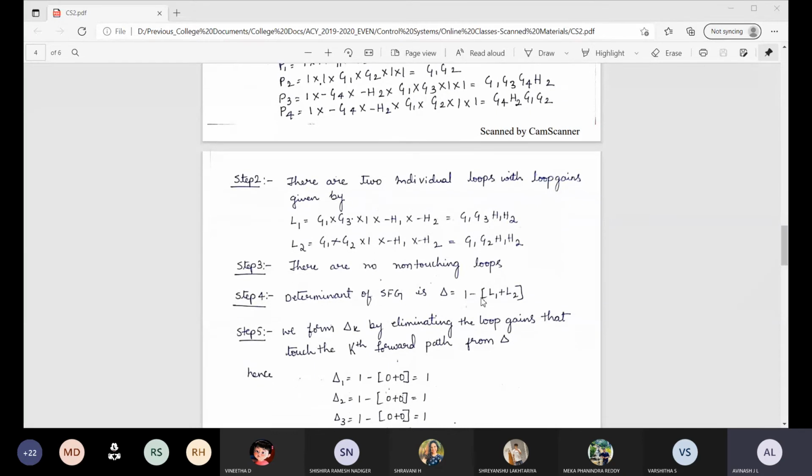Okay, next we have to find the determinant of the signal flow graph. So what is the determinant of signal flow graph? So delta will be equal to 1 minus summation of all loops plus summation of non-touching loops taken two at a time and all. So here the summation of non-touching loops will not come into picture. So the equation remains like 1 minus summation of all individual loops. So it is 1 minus L1 plus L2. Is it clear that delta is equal to 1 minus L1 plus L2? Determinant of signal flow graph is delta, that is equal to 1 minus L1 plus L2.